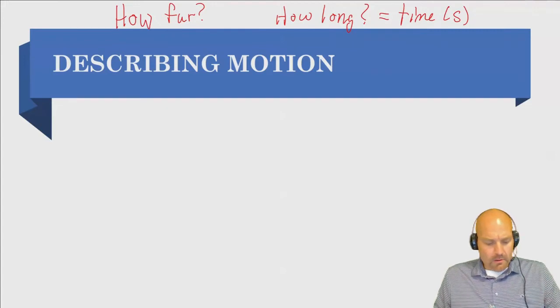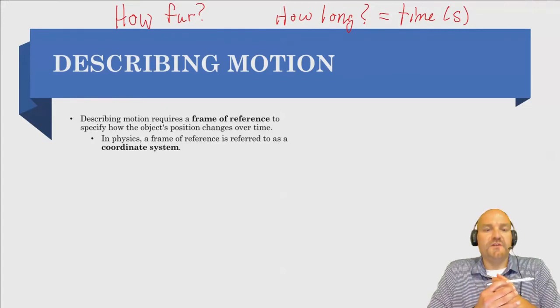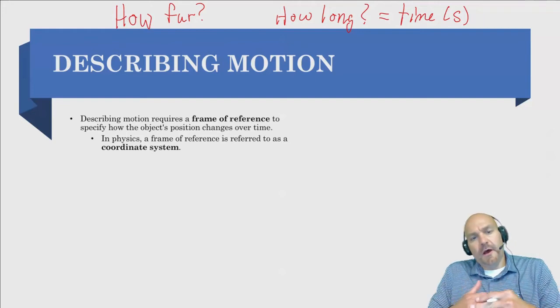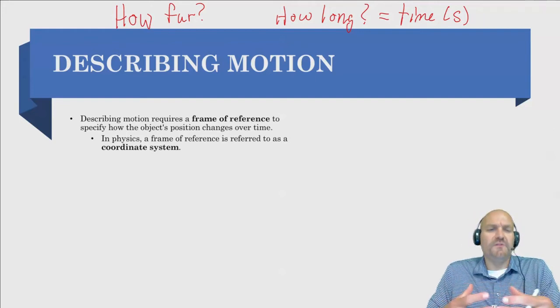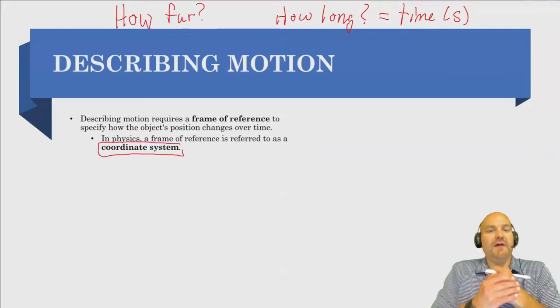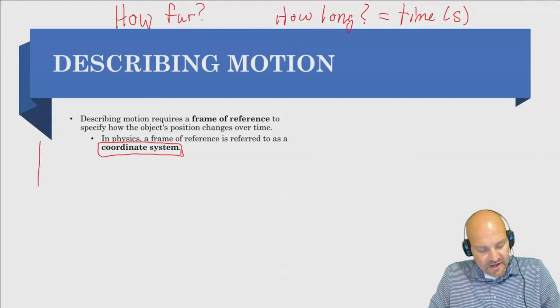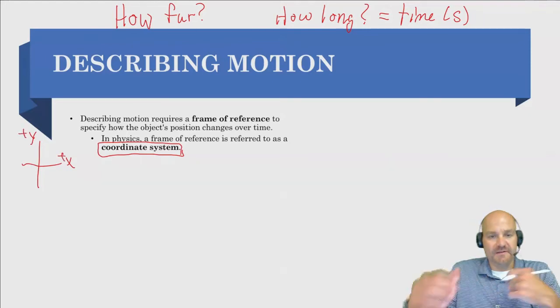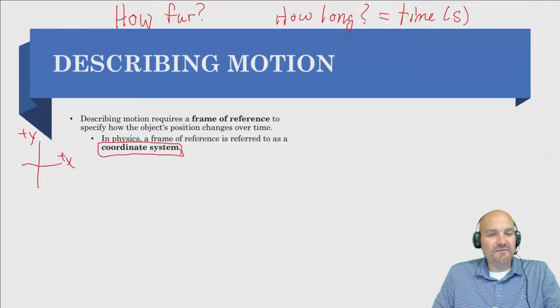When we talk about this, the first thing we're going to need to do is talk about a frame of reference. Describing motion requires a frame of reference to specify how objects' positions change over time. In physics, a frame of reference is referred to as a coordinate system. You've heard this term in math before. What that really does is your x, y, right? The coordinate system establishes where positive and negative are. Usually you define positive x and positive y. It's the same thing here in physics.